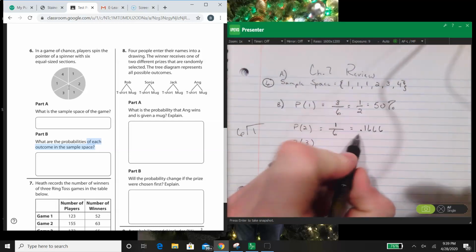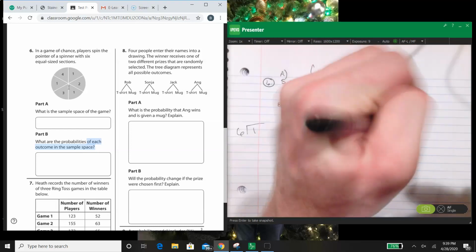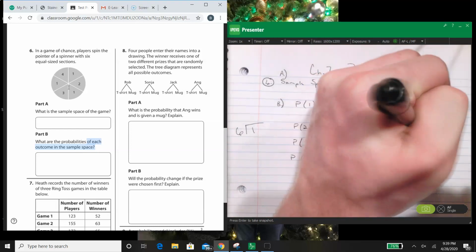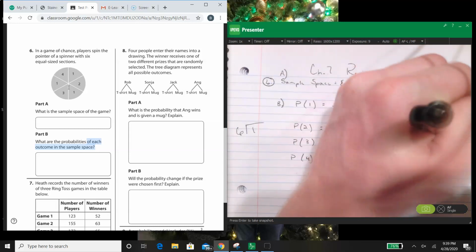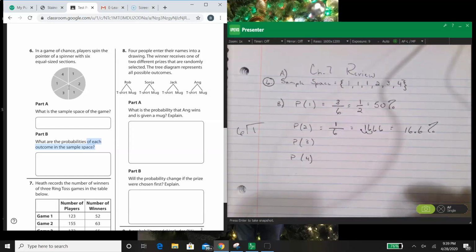Move your decimal 2 spots, 1, 2. So this is going to be equal to 16.6%, or 16.7%, just kind of based on how you round. Let's look at number 3.